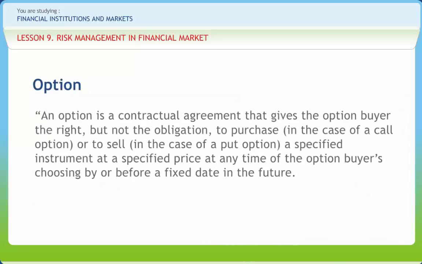An option is a contractual agreement that gives the option buyer the right but not the obligation to purchase, in the case of a call option, or to sell, in the case of a put option, a specified instrument at a specified price at any time of the option buyer's choosing, by or before a fixed date in the future. Features of the option are: the option is exercisable only by the owner, namely the buyer of the option. Owners of the option have no rights afforded to shareholders, such as voting rights and dividend rights.